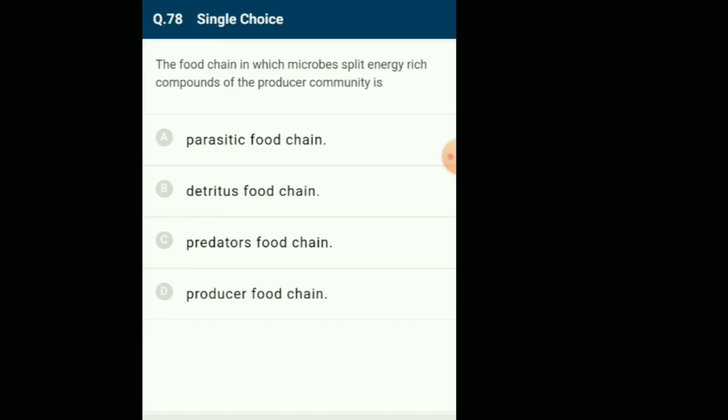Detritus food chain starts from dead organic matter acted upon by decomposers, which in turn are eaten by detritivore consumers, which are eaten by top consumers. So the answer is option B. Detritus food chain.